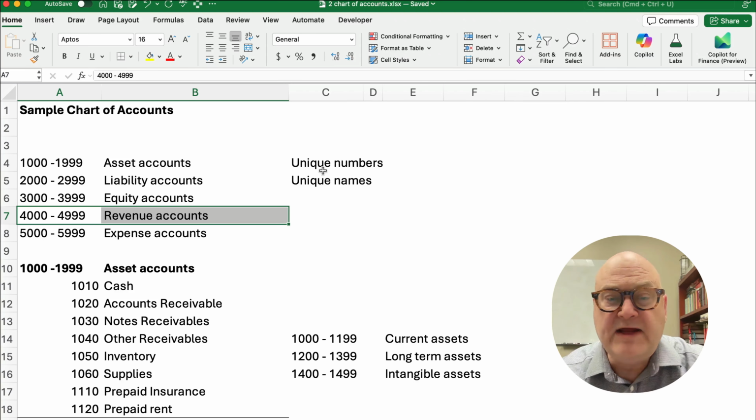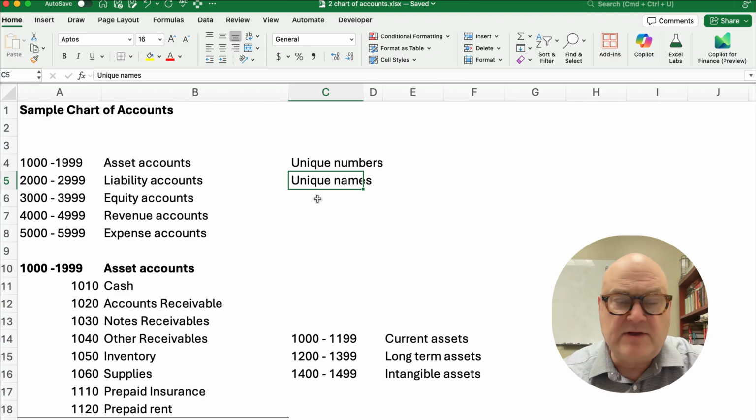So you want unique numbers and you want unique names. There might be more than one cash account, but you'd have to specify where the bank is, or whether it's an operating account versus a payroll account or whatever for a cash account.